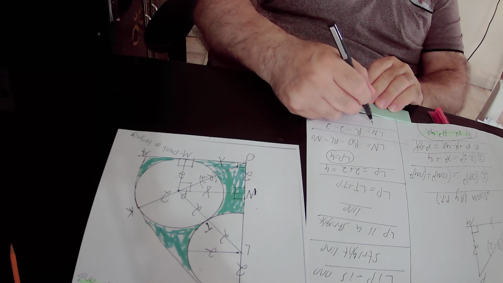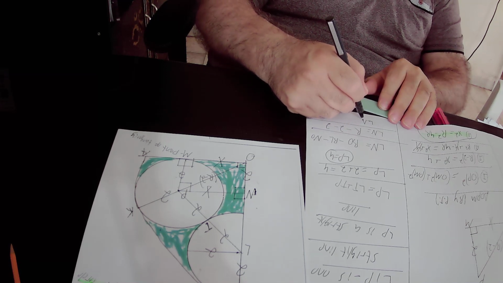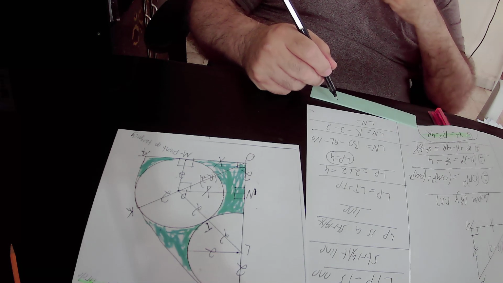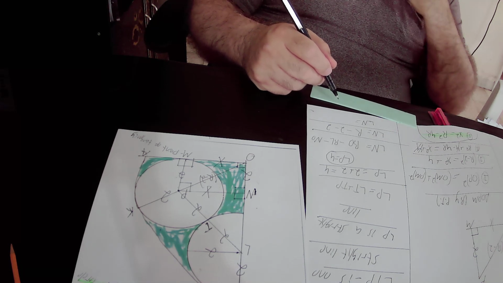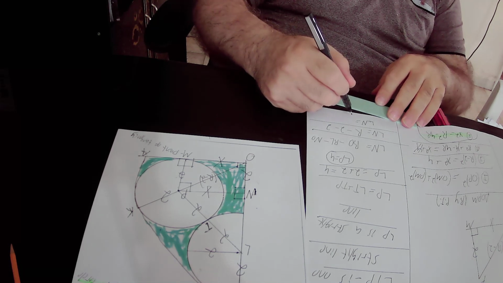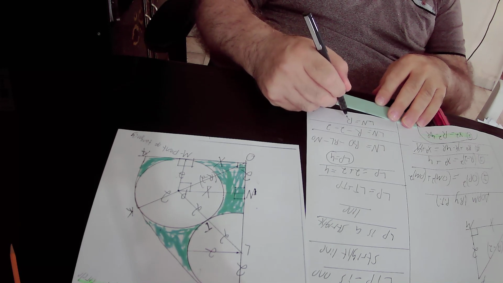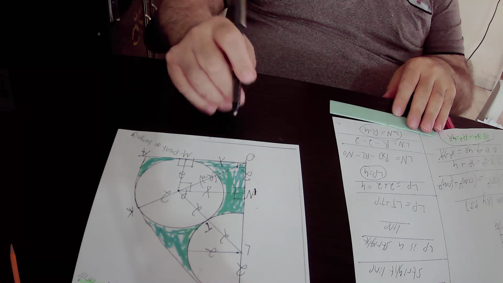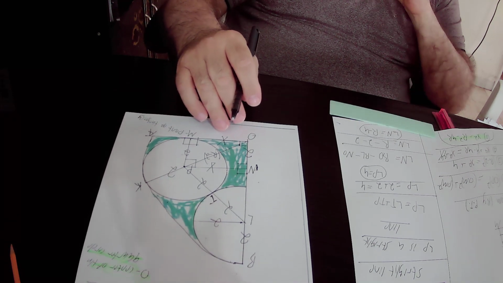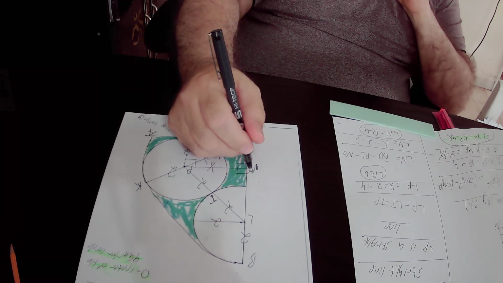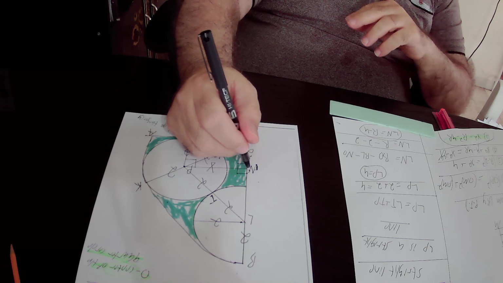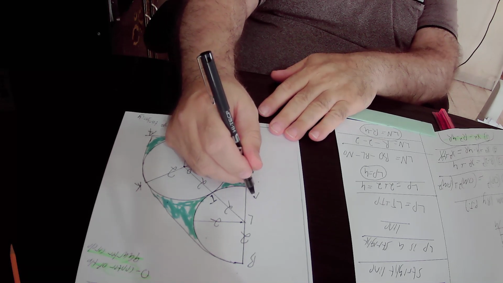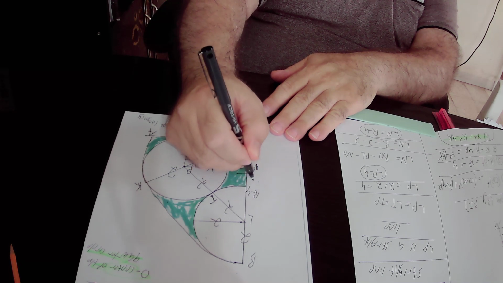So in conclusion, we found out that LN equals R minus 2 minus 2. Minus 2 minus 2 is minus 4. So in conclusion, we found out that LN equals capital R minus 4. So we can write down here that LN equals capital R minus 4.